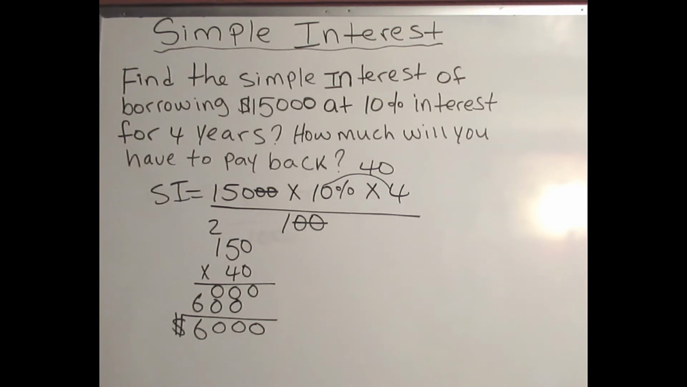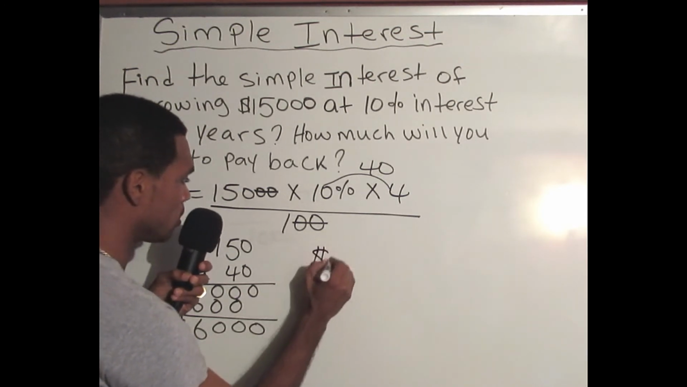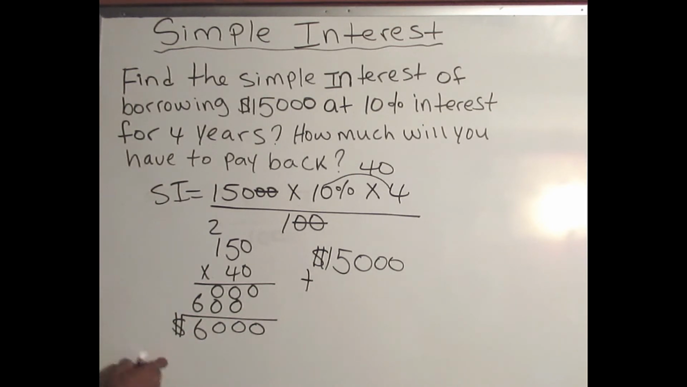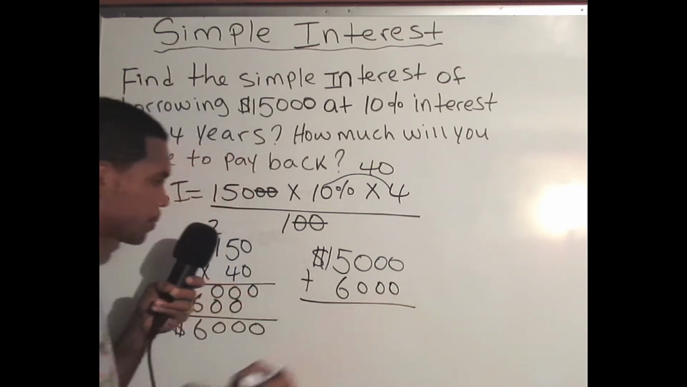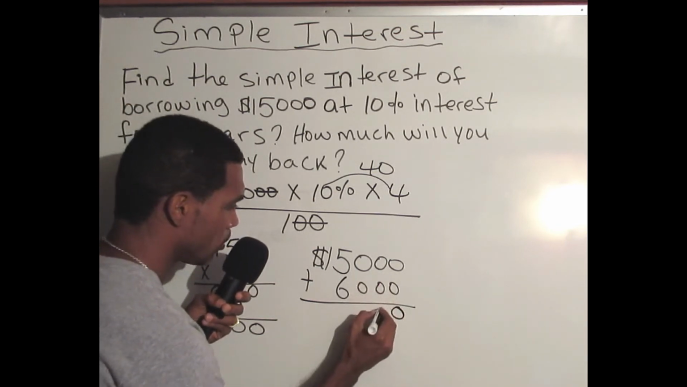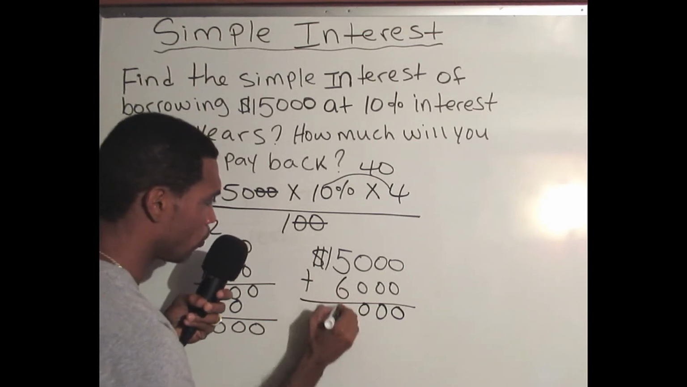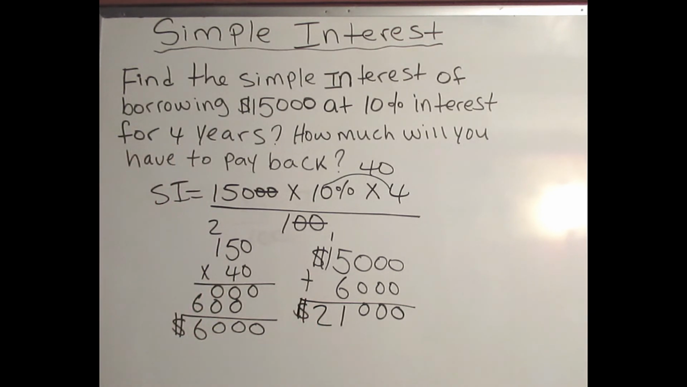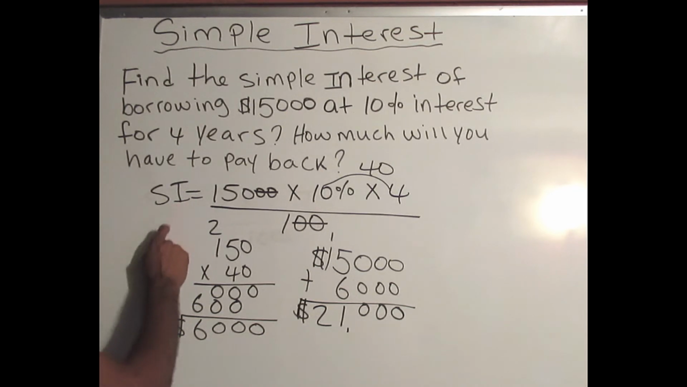So now, in order for us to find out how much we'll pay back, we simply need to add how much we borrow plus the interest. So remember, when we went to the institution, we borrowed $15,000. So $15,000 plus our interest that we have to pay back, which is $6,000. And now when we add up this $15,000 plus this $6,000, that tells us how much we're going to pay back the institution. So 0 plus 0 is 0. Then 6 plus 5, 11. Bring down the 1. Carry the 1. 1 plus 1 is 2. So when we pay back the institution for those 4 years, we're going to pay them $21,000.